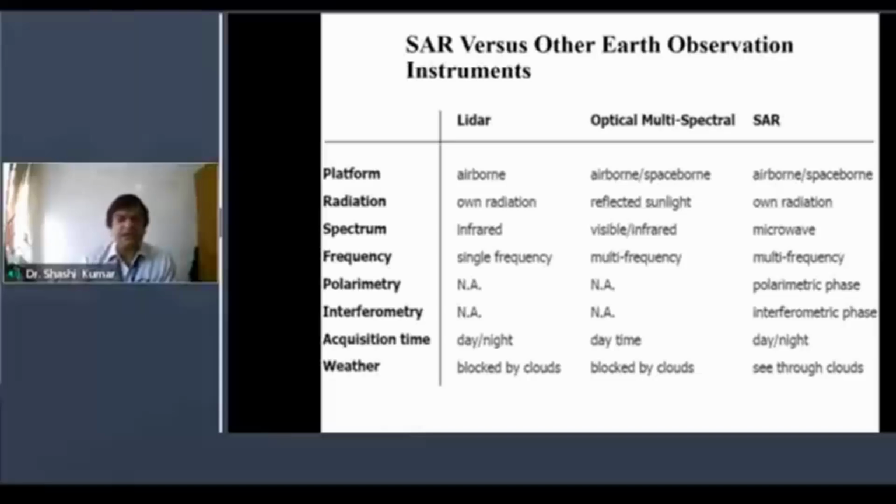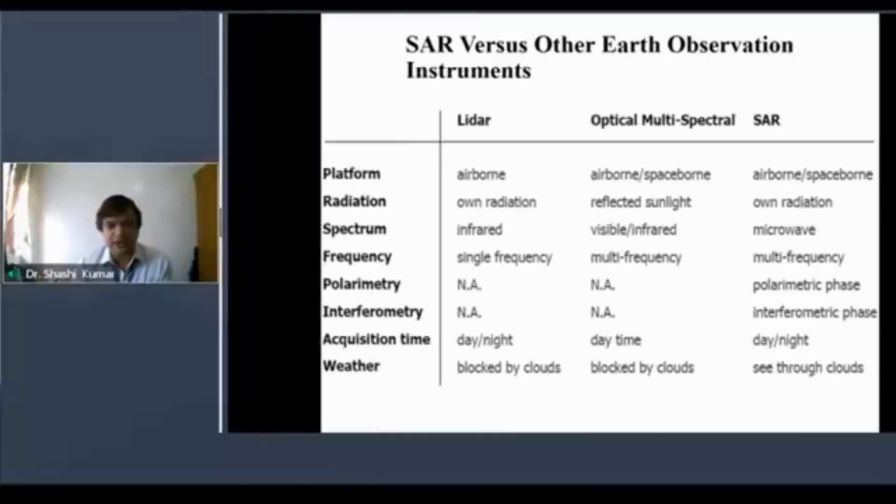So polarimetry and interferometry are possible in synthetic aperture radar data, which is not possible in LIDAR and optical multispectral. There are several applications and models developed based on polarimetry and interferometry in microwave remote sensing techniques. Now, when we are talking about the acquisition of the dataset, LIDAR and SAR, synthetic aperture radar, both are examples of active remote sensing techniques.